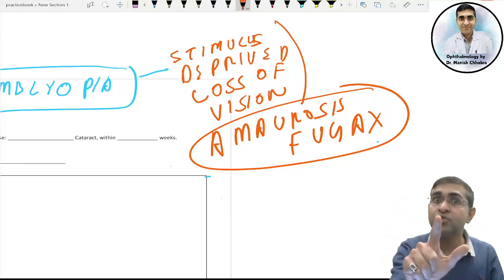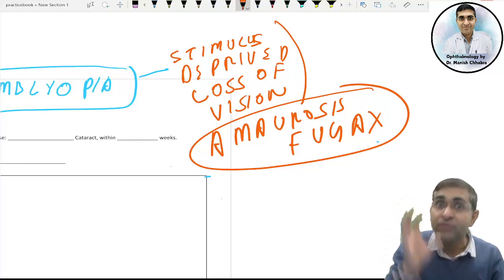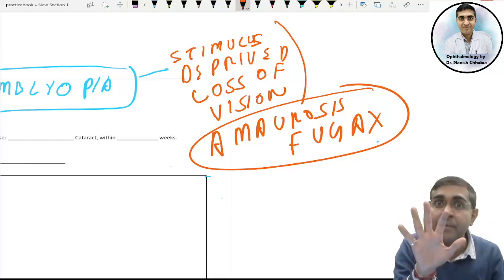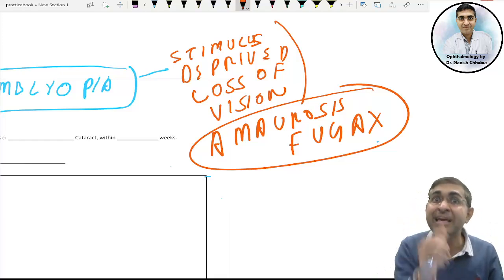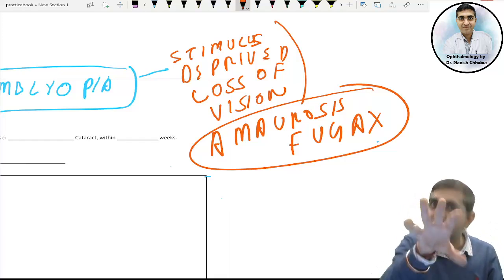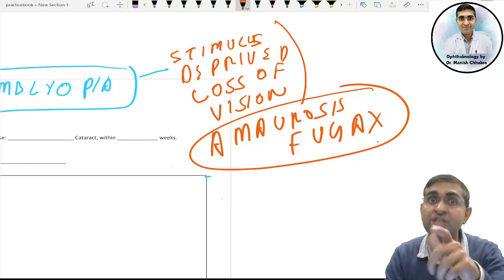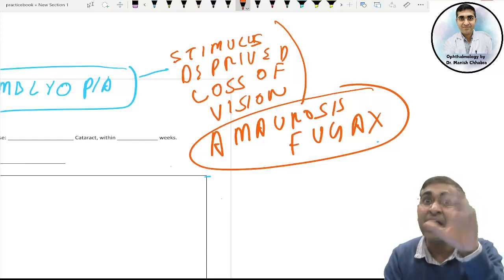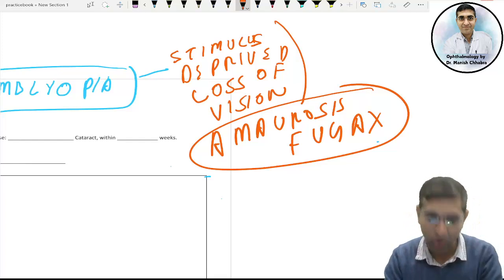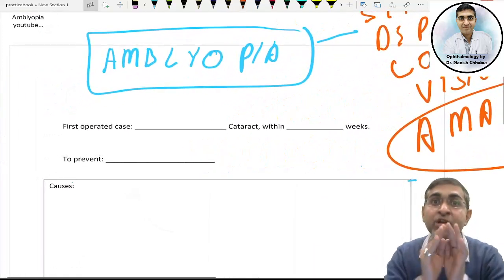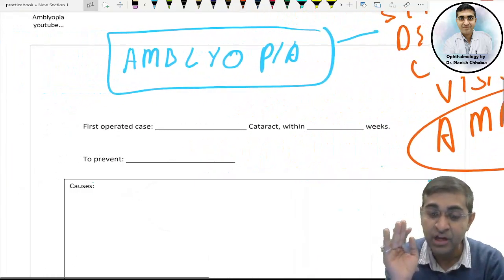And in amaurosis fugax, because there was an embolus circulating in the retina, there may be retinal hemorrhages, retinal edema, and disc edema. But in amaurosis you don't see any ophthalmoscopic changes. Okay. Now coming to amblyopia, I told you it is stimulus deprived loss of vision.